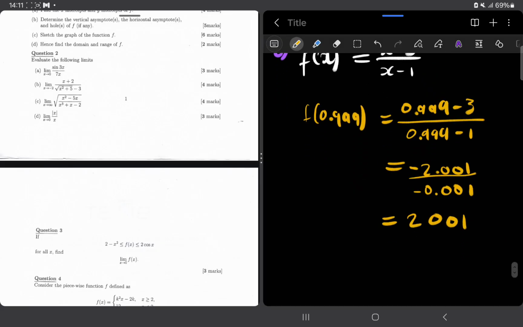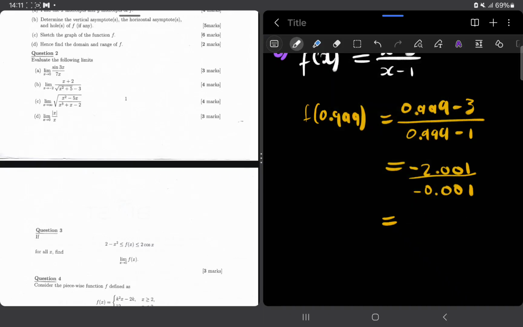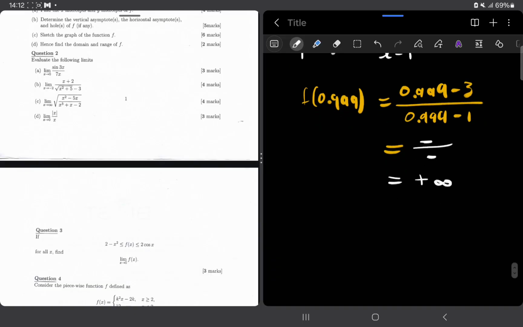So that means what we actually want is, we don't want the value. We just want the signs. It's negative over negative. That's what we actually want, not the values themselves. So 0.999 minus 3 is a negative value because 3 is bigger. 0.999 minus 1 is another negative because 1 is bigger. Negative into negative, you get positive. And so this is going to positive infinity.